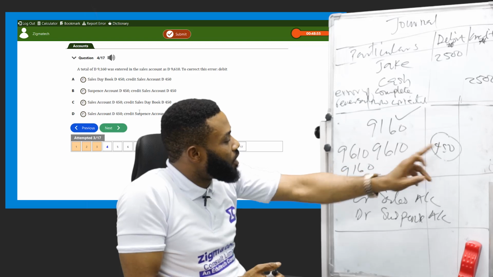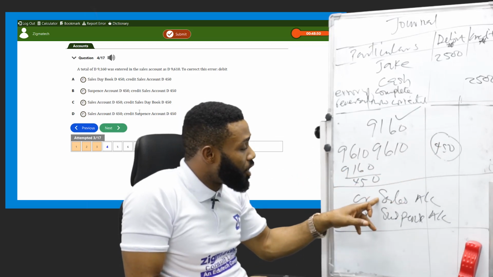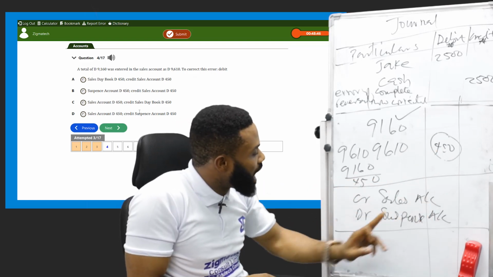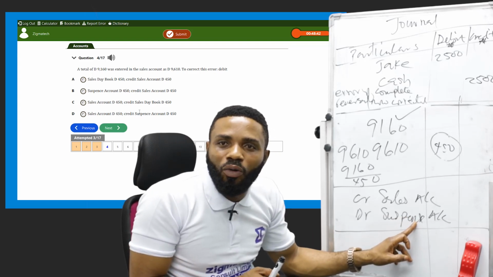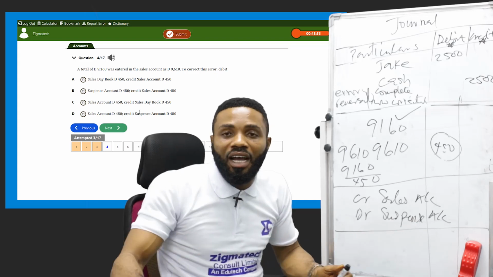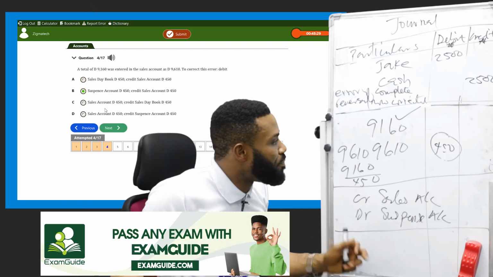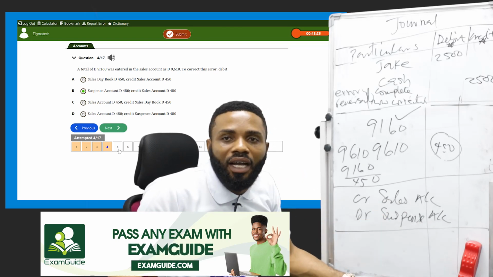We are going to add this value. Credit entry in an income account is addition. So we're going to add this. So it's going to be credit sales account and debit suspense account. Which option is that? Sales day book? No, it cannot be A. You are going to debit suspense account and credit sales account with 450. So the answer is going to be B. That's the answer.